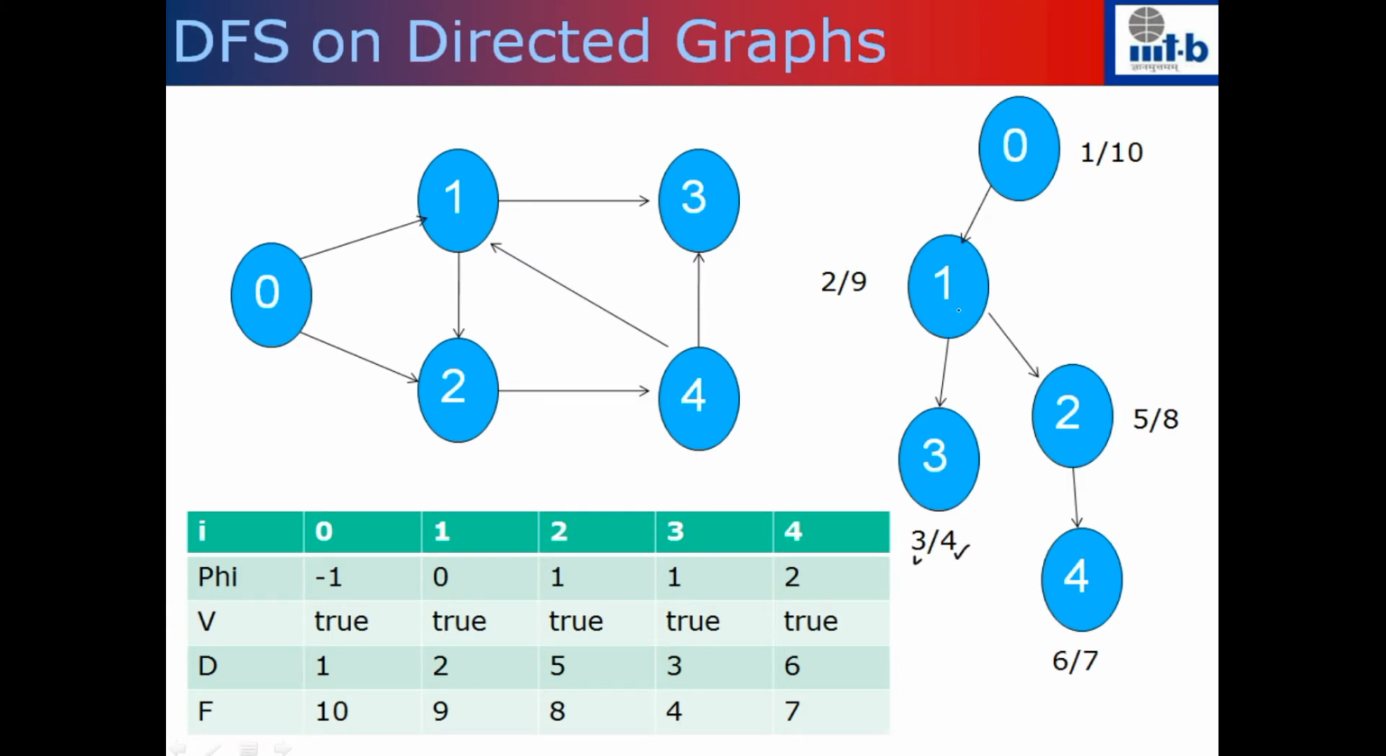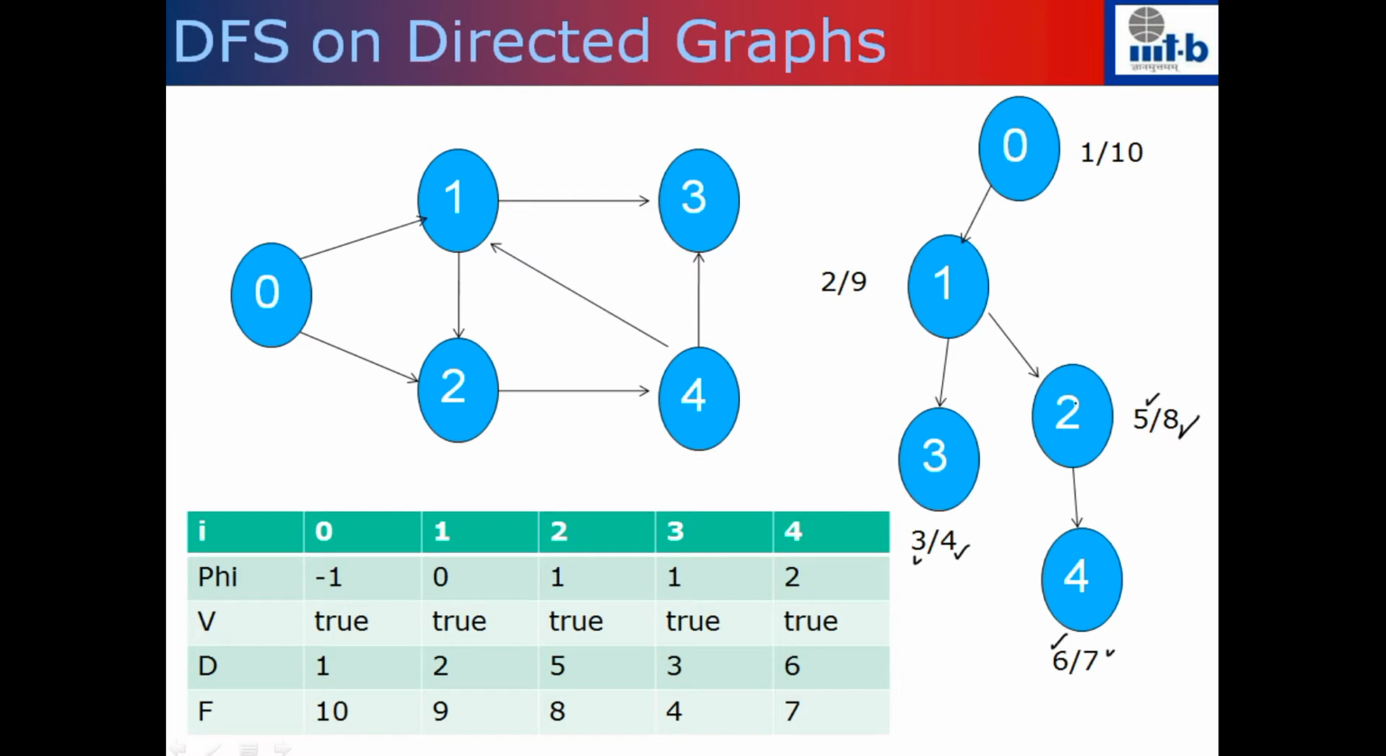I came back to 1 and looked at the other adjacent vertex of 1, so I set the discovery time of this to be 5. From 2 I went to 4 and set the discovery time of 4 to be 6. Now there are two adjacent vertices of it, both of which have already been visited. So I finish visiting everything which is reachable from 4, set the finish time as 7, and then set the finish time of 2 as 8.